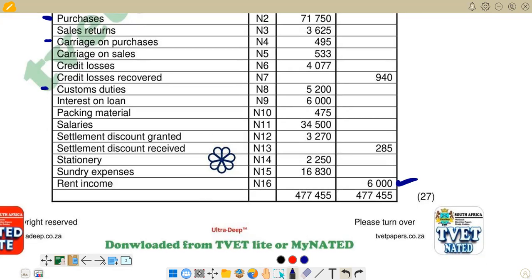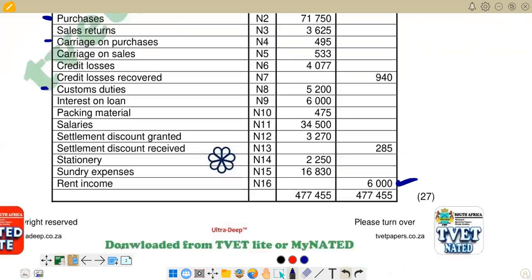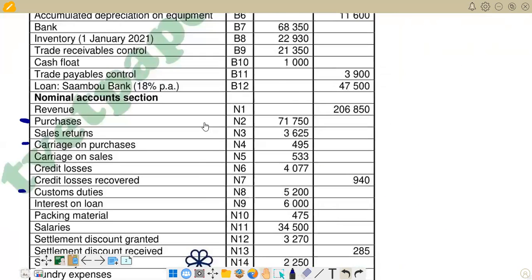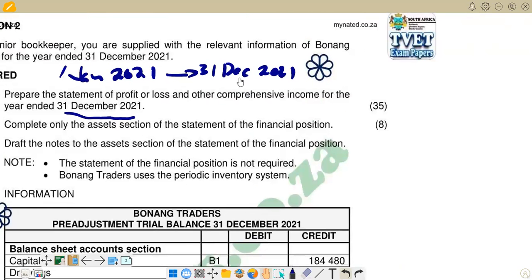If you've got adjustments of rent income, remember we might have an accrual or a prepayment which needs to be adjusted. So if you come here, you would see that item 4 on additional information is saying rent has been received up to 30 June 2021. Remember the financial year, we stated at the beginning of the question: starting on 1 January 2021, ending on 31 December 2021. So the rent was paid up to end of June 2021, which means how many months do we have there?